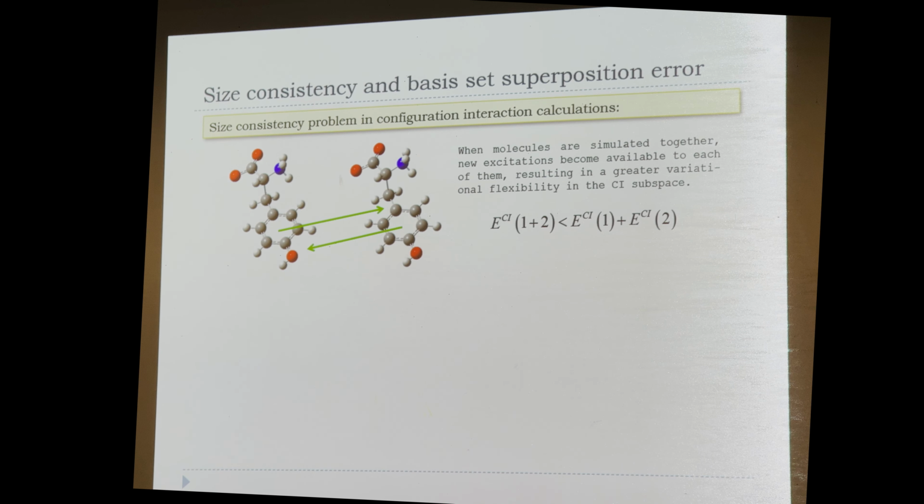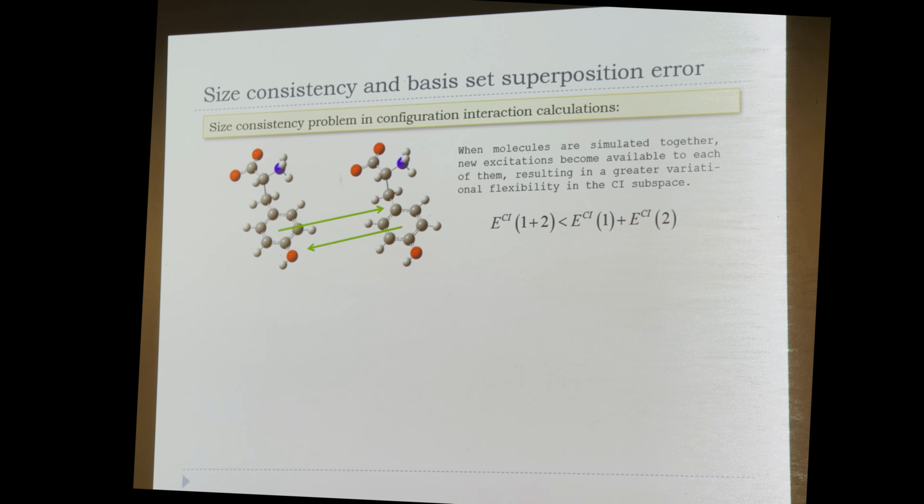Okay, a few more things that we need to look at when we start looking at configuration interaction. Of course, it's a variational ansatz, so the more functions in the basis set, the better. Unfortunately, with atom-centered basis sets, this creates two classes of artifacts.